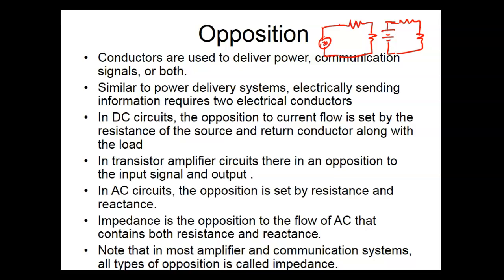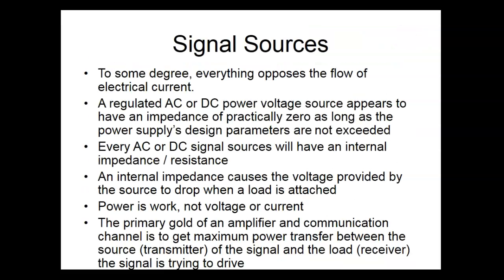In most amplifiers and communication systems, all types of opposition are called impedance. To some degree, everything opposes the flow of electrical current. A regulated AC or DC power supply appears to have zero impedance because they regulate it, right? So if the output tries to go down, they automatically raise it back up. And you can see it gets out of whack every once in a while.